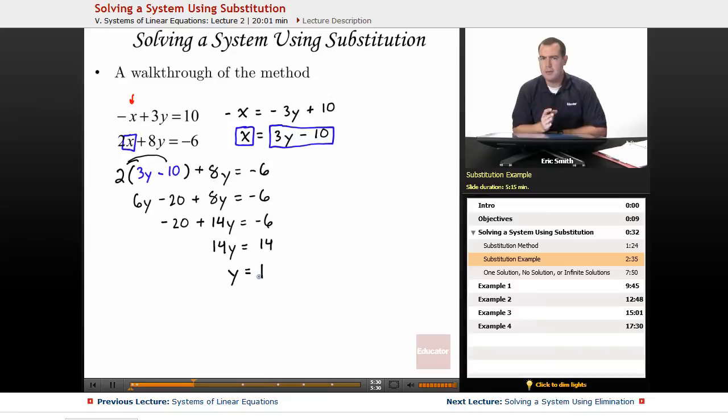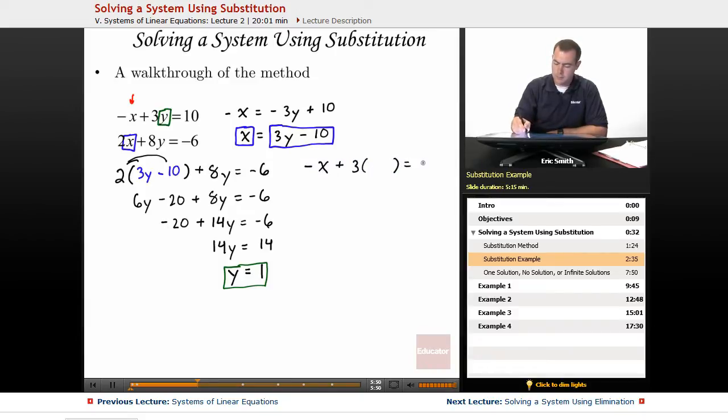So it looks like I have a solution, but remember this is only half of our solution. We still need to figure out what x is. Well, at this point, now that we know what y is, I can again substitute it back into one of my equations and figure that out. So let's do that. So negative x plus 3, and I'll put in what y is equal to, a 1.